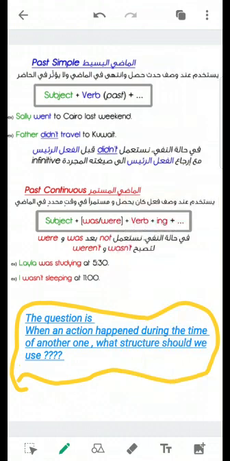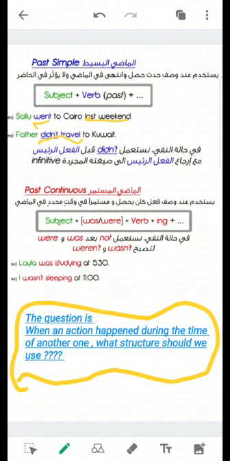الماضي البسيط نستخدمه عند وصف حدث حصل وانتهى في الماضي ولا يؤثر في الحاضر، أي ليس له أي دلالة أو استمرارية أو أثر في الزمن الحاضر. حدث وانتهى. Verb past. So we have Sally went to Cairo last weekend. The key word here is last weekend and the verb is went, the simple past of go. Father didn't travel to Kuwait. We have the negative form which is didn't travel. وبنتذكر في حالة النفي نضيف didn't plus the verb infinitive.